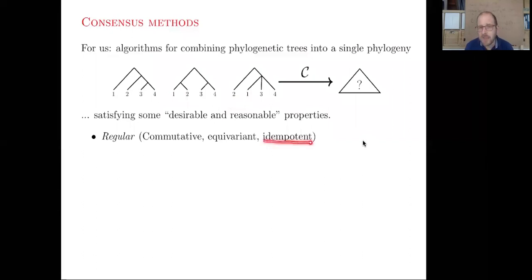Idempotent means, well, if all my inputs are the same tree, then my algorithm should output this tree. That seems to me reasonable. And these kinds of basic, reasonable things usually go under the name of regularity.